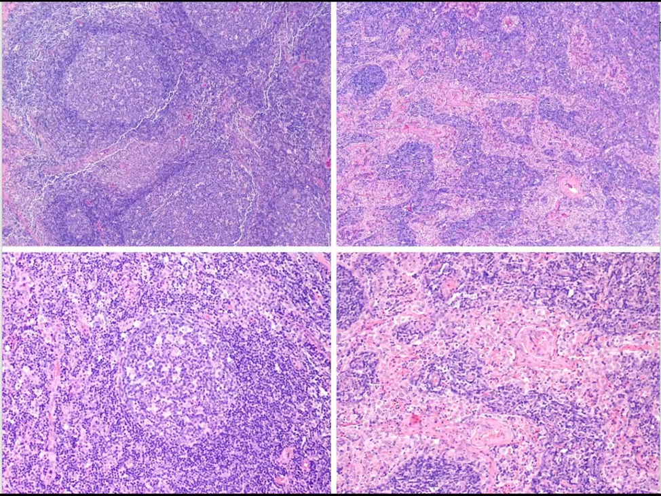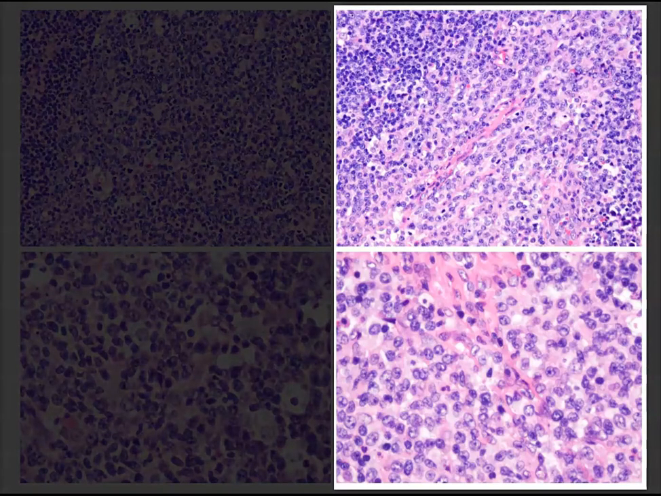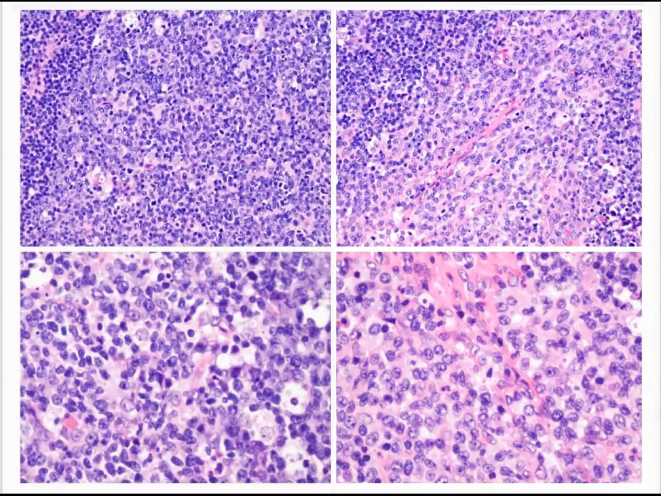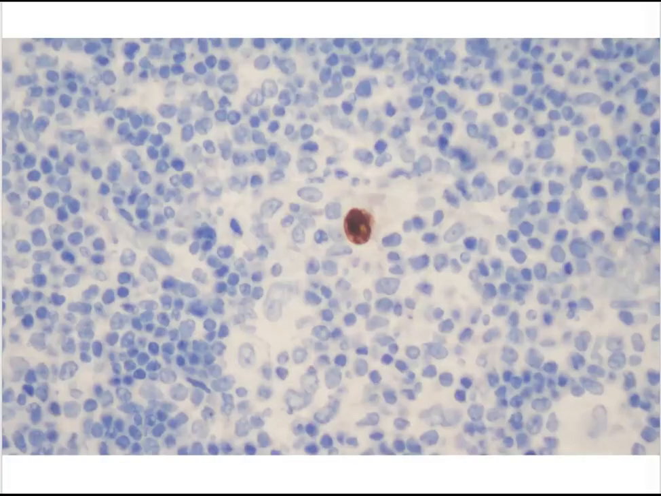This case looks quite unremarkable, with both follicular hyperplasia and expansion of the interfollicular zone together with sinus histiocytosis. A heterogeneous population of lymphocytes is seen in the interfollicular zone, whereas germinal centers appear reactive with numerous macrophages and apoptotic cells. However, scattered CMV-positive lymphocytes are noted.